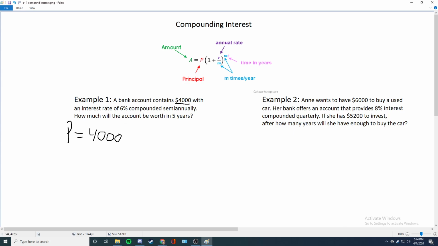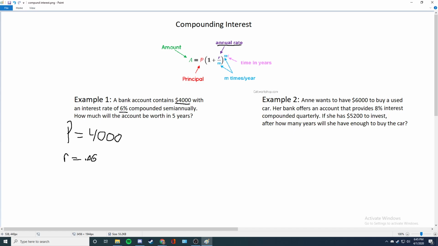And then it tells us that it's got an interest rate of 6%. So the annual rate is what we're talking about here. So R is equal to 0.06. Because it's 6%, remember we have to divide by 100 to get the actual decimal value for that.